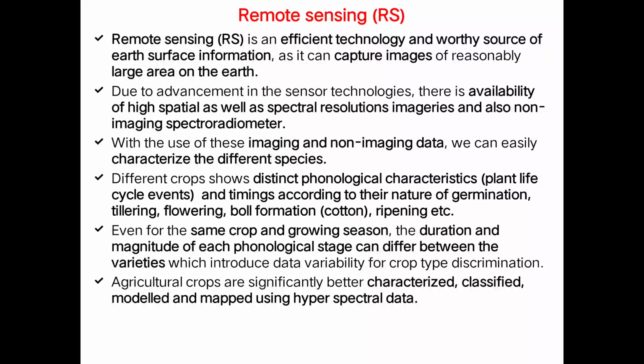That means the concept of remote sensing is that we can obtain information about any location without physical contact. We can obtain information from long distances by using the technique of remote sensing. Due to the advancement in sensor technologies, there is availability of high spatial as well as spectral resolution imagery and also non-imaging spectroradiometers, which are also used as an advanced technology in remote sensing. With the use of this imaging and non-imaging data, we can easily characterize the different species.